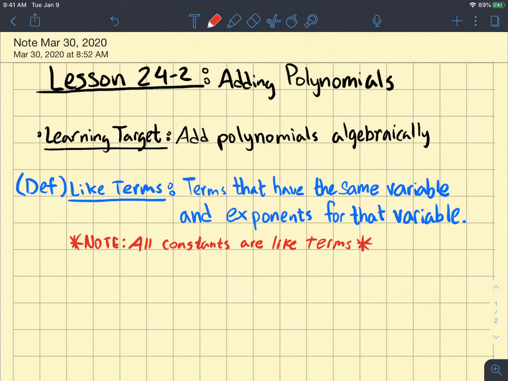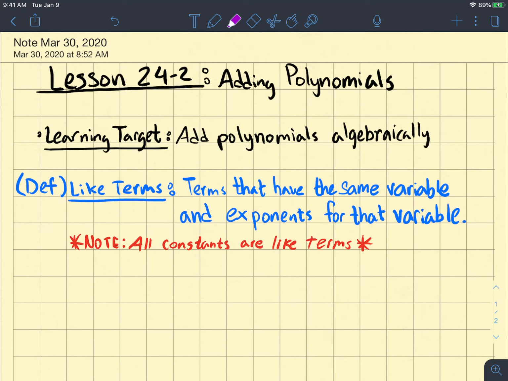Today we will be going over lesson 24-2, which is adding polynomials. Our learning target, as some of you might know, is to add polynomials algebraically. Why algebraically? Because they're in Algebra 1. Also, there's a way to do it with algebra tiles. However, we will not be doing that in this distance learning situation that we're in.